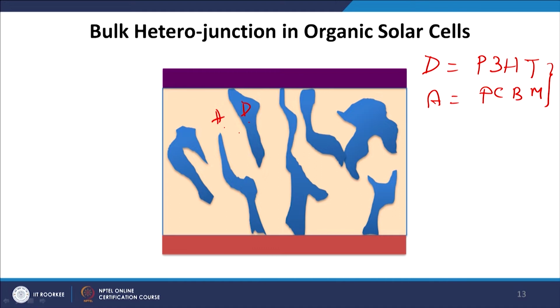Now what will happen? Let us say this is my P3HT and this is my PCBM. Instead of layer by layer, now we have mixed the P3HT and PCBM in the same solvent, and spin coated it on a glass substrate.